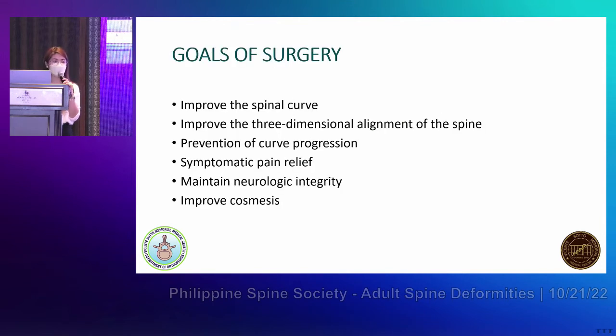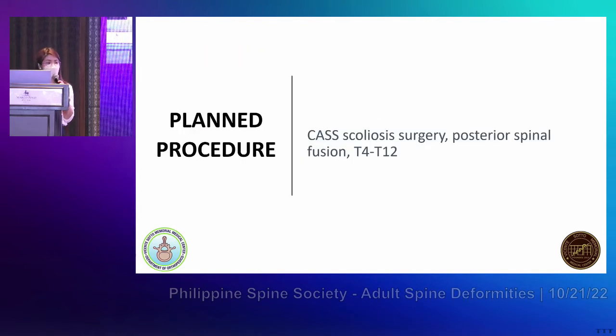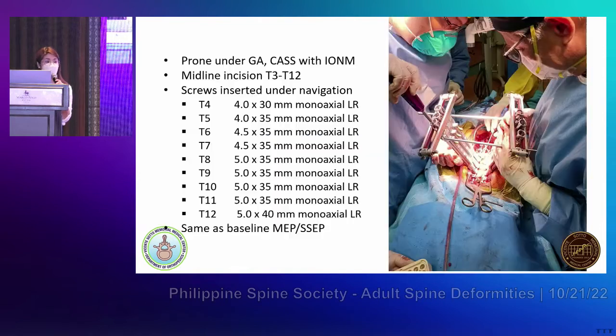For the goals of our surgery, the key points are to prevent curve progression and to maintain coronal and sagittal adjustment of the spine. For our planned procedure, we have a computer-assisted scoliosis surgery with posterior spinal fusion with selective thoracic fusion at T4 to T12, since our patient fulfilled the requirements for a selective thoracic fusion for preservation of the motion segments in the lumbar area, as this patient already has a concomitant hip problem.